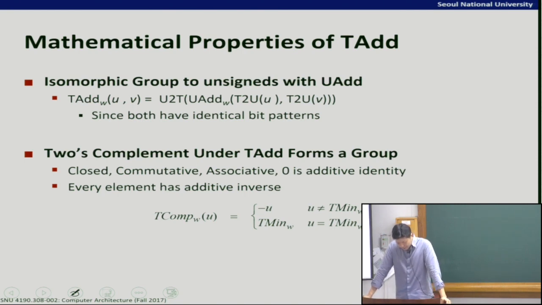And also, likewise, this two's complement, because it's isomorphic to unsigned addition, the two's complement signed add also forms a group, an abelian group, because there's a one-to-one correspondence between the two. Okay, so that's the property of integer addition.